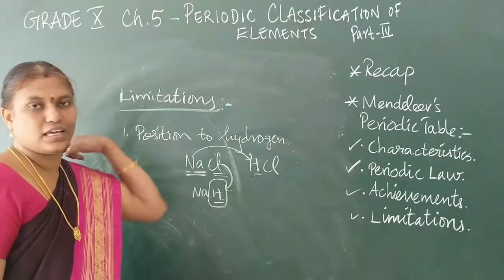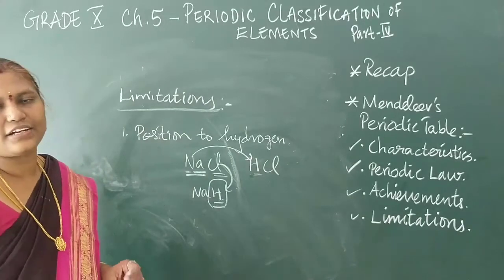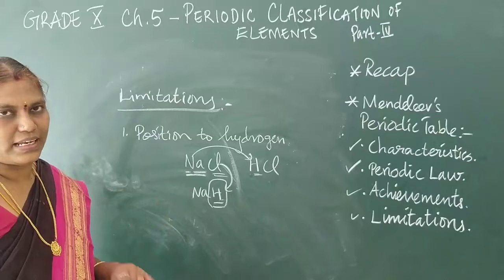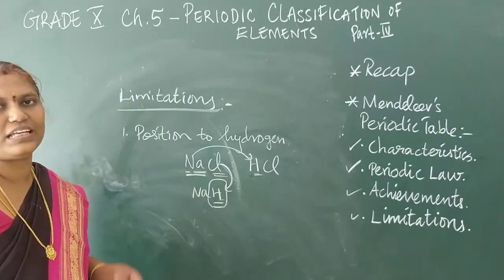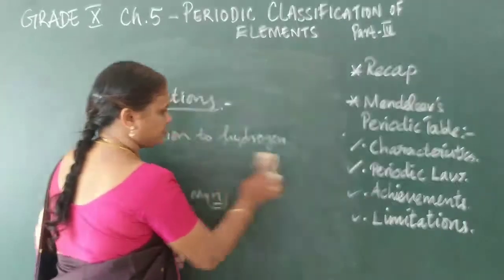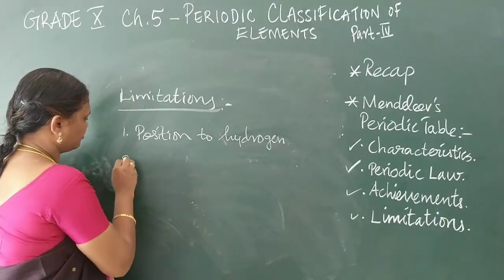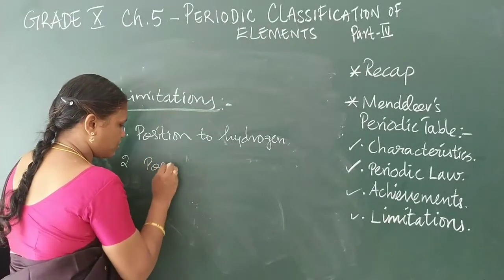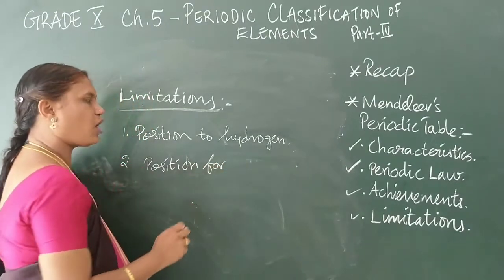The second one you can see. What is the first one? He cannot give a position for hydrogen because it has a character of both metal as well as non-metal, alkali metal as well as halogens like chlorine, bromine, iodine. It has a character of halogens. That is the first point. Second point, he cannot give a position for what, you know?